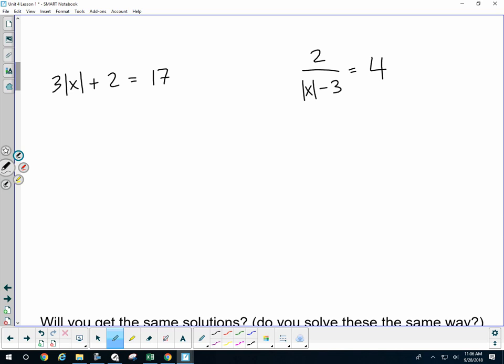Unbelievable. It's like every single one of these problems is going to end up with the same answer. Is that going to be the case?